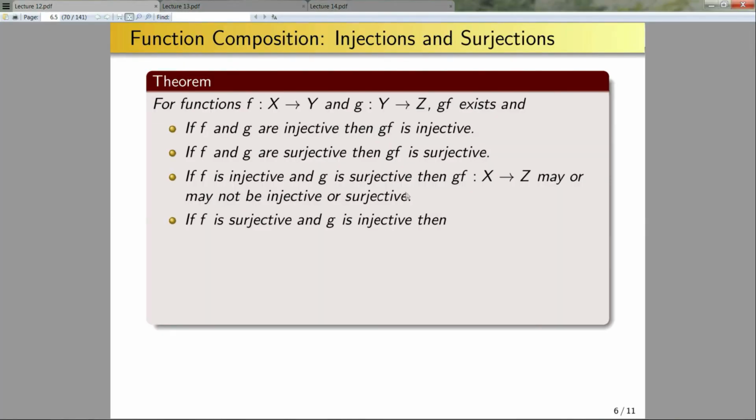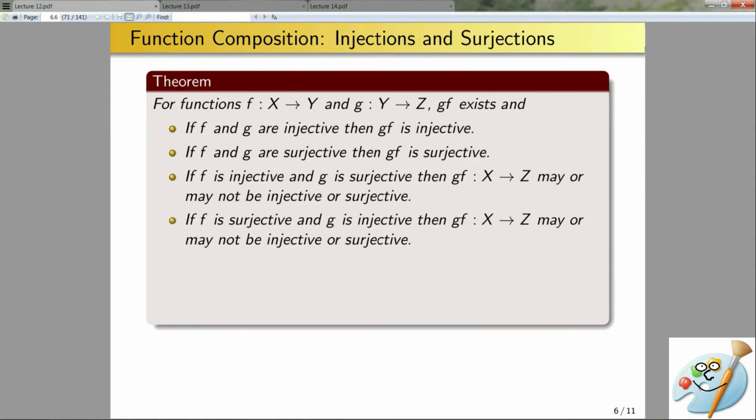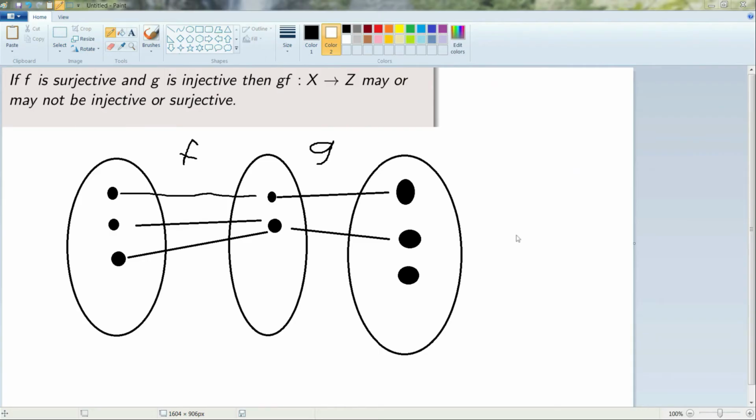Okay, let's continue on. If f is surjective and g is injective, then again, gf from X to Z may or may not be injective or surjective. So now let's briefly look at why this one might be true. I've pre-drawn a picture just to make it a little bit quicker so you don't have to see me draw it. Since f is a surjection, it has to map all of the elements in its domain to everything in this middle set, but it doesn't have to be injective, so I can map two things to one element here. Now, since g is injective, it has to look like this, but it's not necessarily surjective, so there could be elements in this codomain here that don't get mapped to.